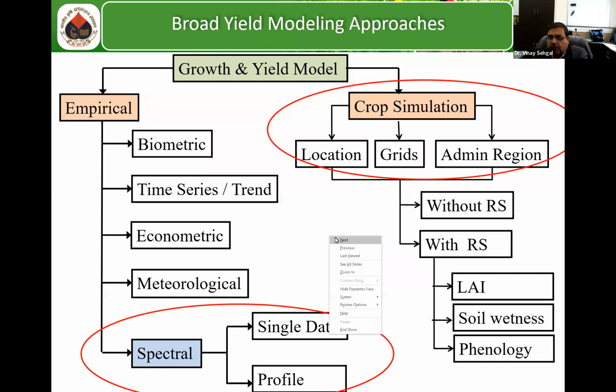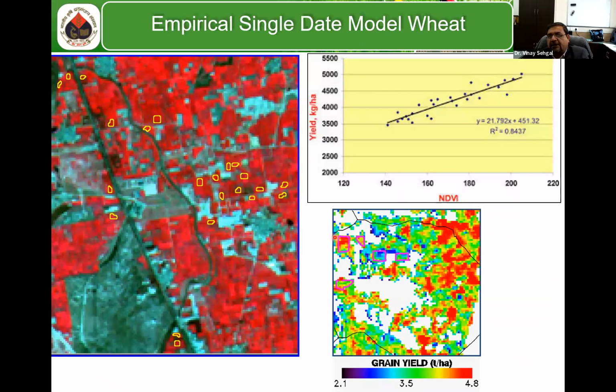So this is where our focus in this lecture would be. Now, just to give you a very simple statistical empirical model with single date data. Suppose this is an area, and on the left side is a satellite false color image. During maximum vegetative growth or around flowering, we have selected some farmers' fields. These are around 22 farmers' fields across some 3-4 villages. Wherever you are seeing the red, this is the wheat crop, mostly at initiation of flowering, which is our maximum vegetative state.